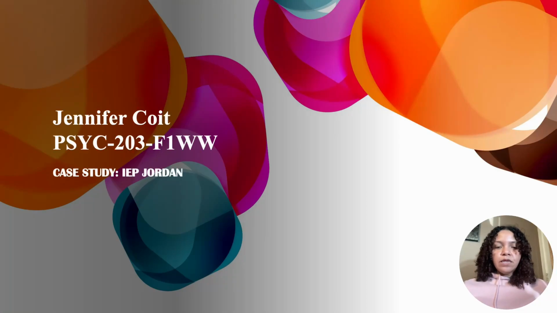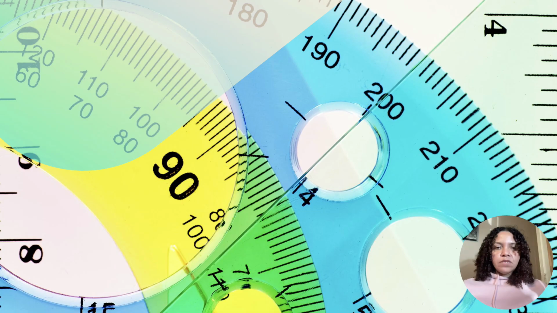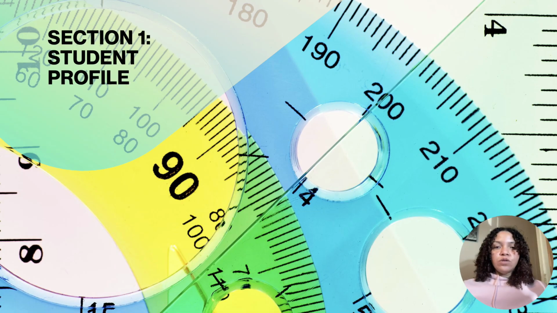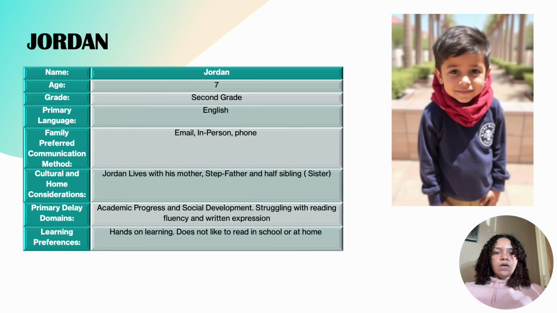This is my case study, the IEP for Jordan. Section 1 is a student profile. Jordan is a 7-year-old second grader. His primary language is English.